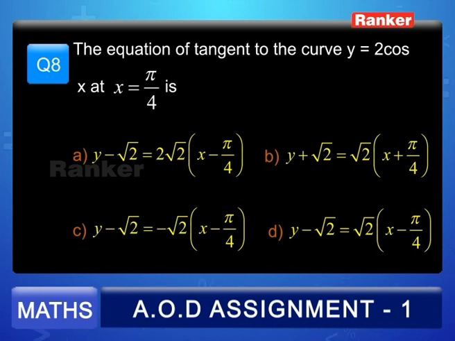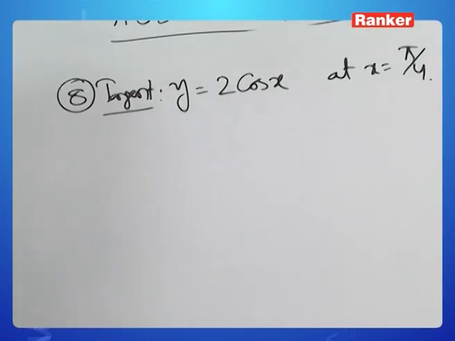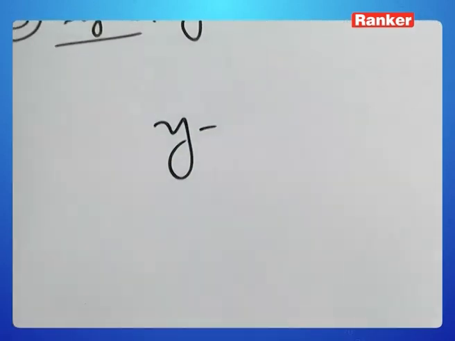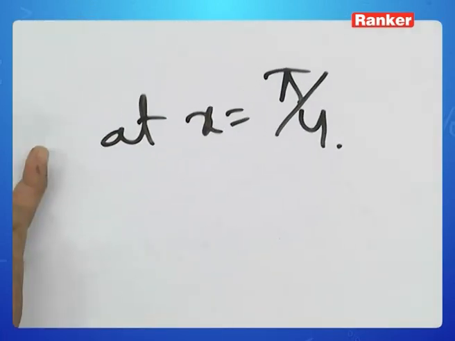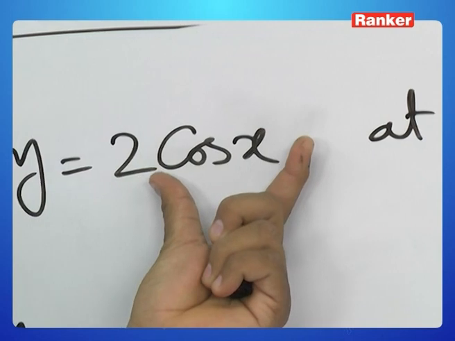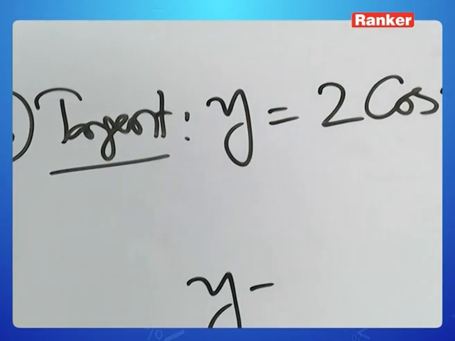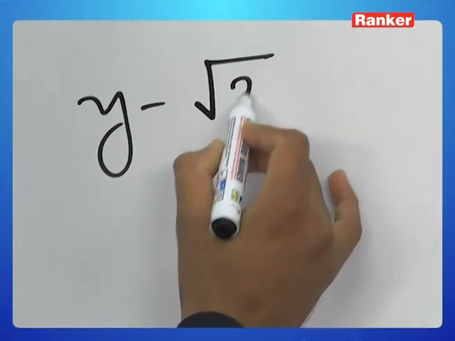We are asked to find the tangent to the curve y equal to 2 cos x at the point x equal to pi by 4. Equation of tangent, we know, is given by y minus y1. y1 is the y coordinate at the point where x is pi by 4. So substitute pi by 4 in place of x. Cos pi by 4 is 1 by root 2. Y is root 2. So the y coordinate at that point is root 2.